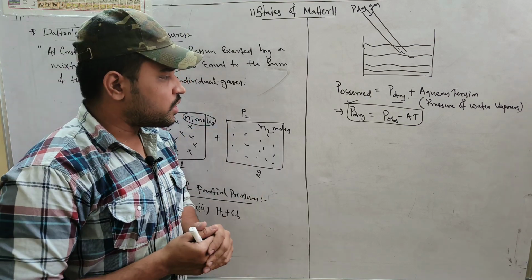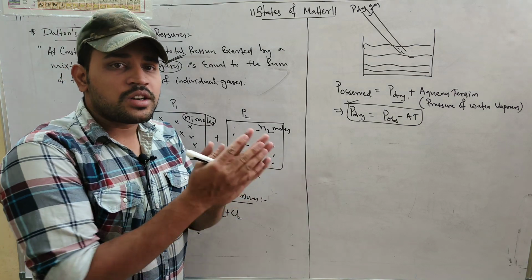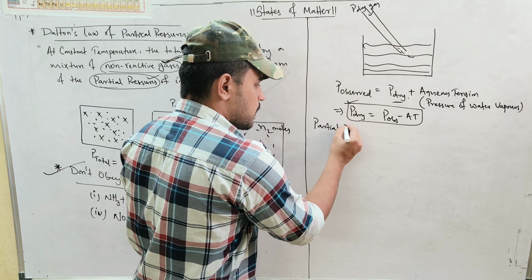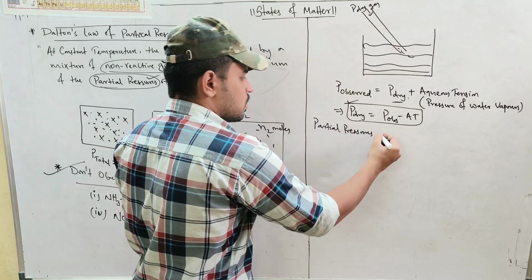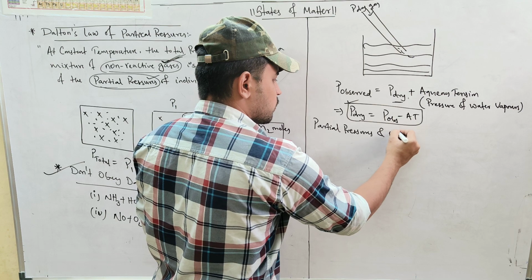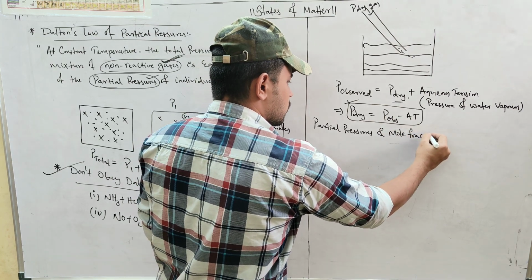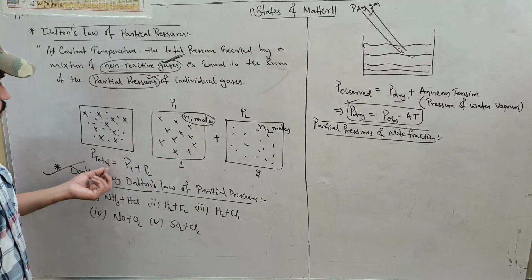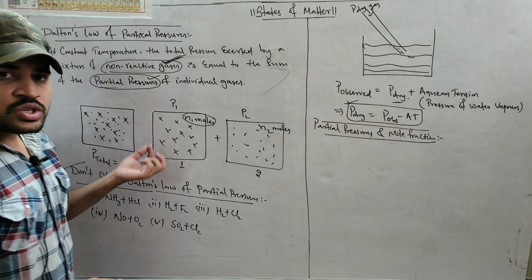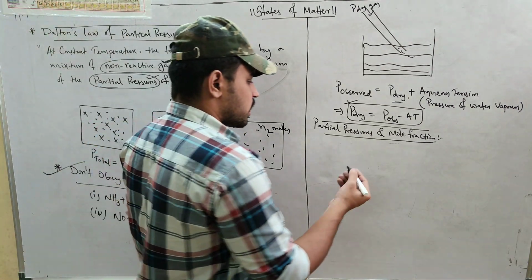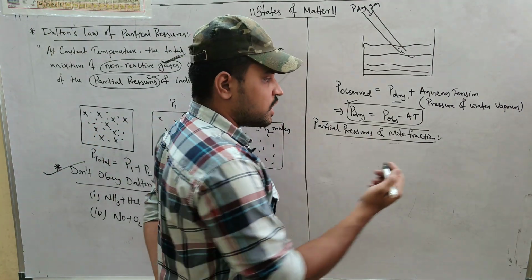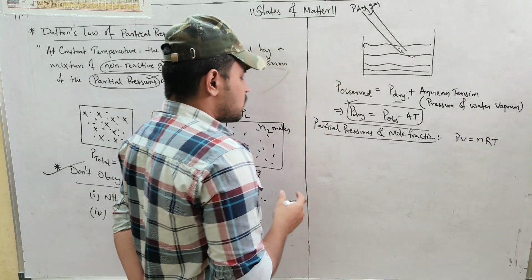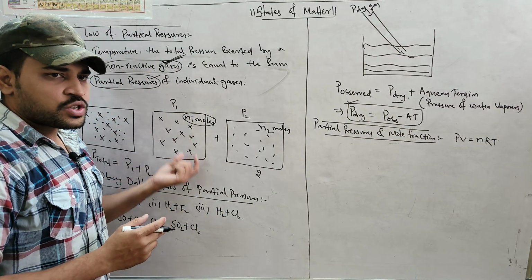The next important point is how these partial pressures are related to mole fraction. So what is the total pressure? This is the total pressure exerted by the two gas molecules. According to the ideal gas equation, PV equals nRT. Let's take gas 1. We can calculate its partial pressure P1.